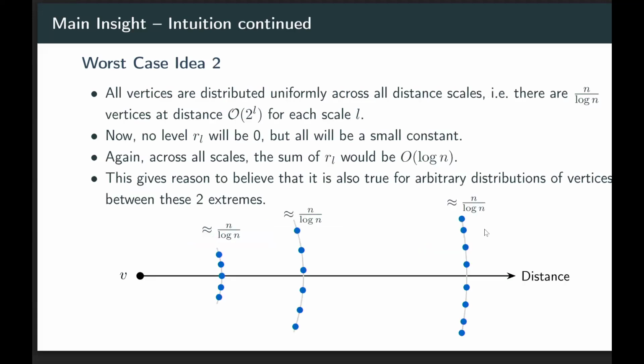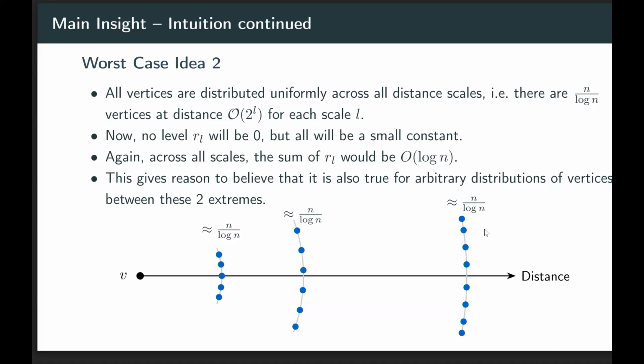We have a second worst case idea that I won't go into detail on, but let's assume the other case, right? We place the same number of vertices on all the distance scales, roughly n divided by log n for all the log n levels. Then we won't have any level where RL is 0, because highly likely one of these that are actually close will win V, and V will most likely not be its own cluster center.